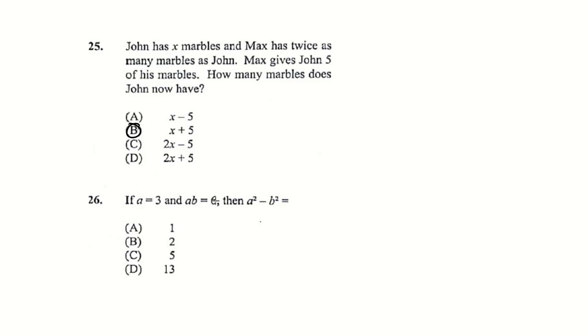If A is 3 and AB is 6, then A is 3. A by B is equals to 6, so that's 3B is equals to 6, so B is equals to 6 over 3, so B is equals to 2. Alright, so A squared minus B squared would be 3 squared minus 2 squared. 3 3s are 9. 9 minus 4 is equals to 5. So the answer is C. And that is how you would have done May, June 2021.